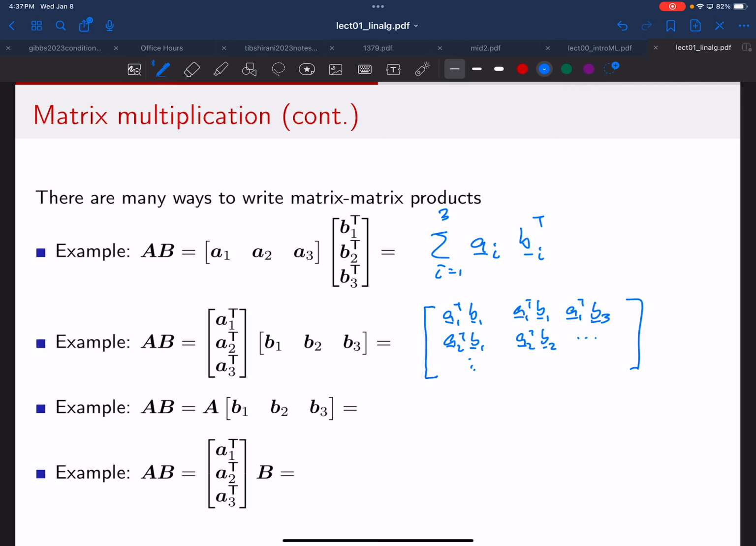A times B1. Okay, so A times B1. What is that thing? It's going to be a matrix. Is it a column or a vector or a matrix?